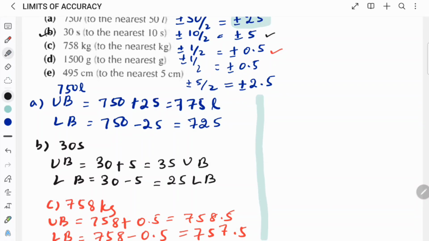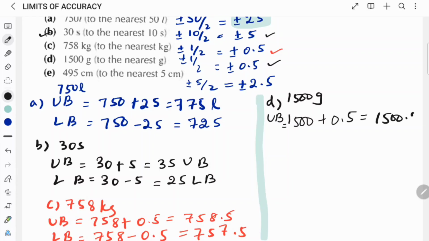Now part D. In this question, part D, 1500 grams to the nearest gram. So we add and subtract 0.5. For the upper bound, 1500 plus 0.5 is equal to 1500.5 grams, and the lower bound is 1500 minus 0.5, which is 1499.5 grams.